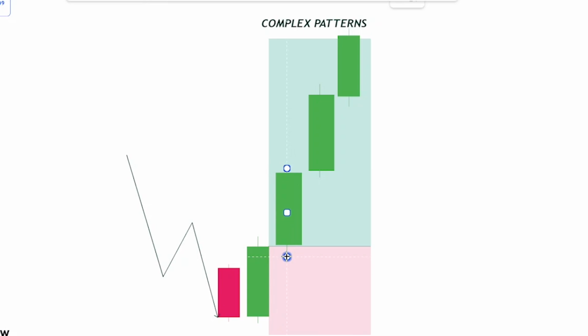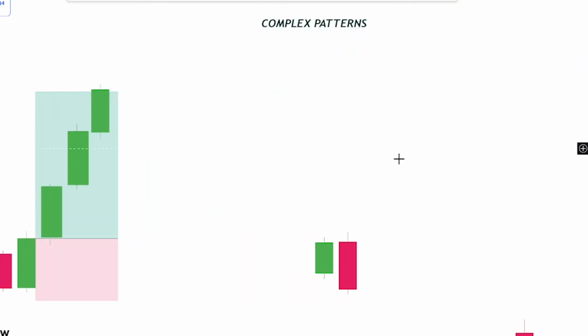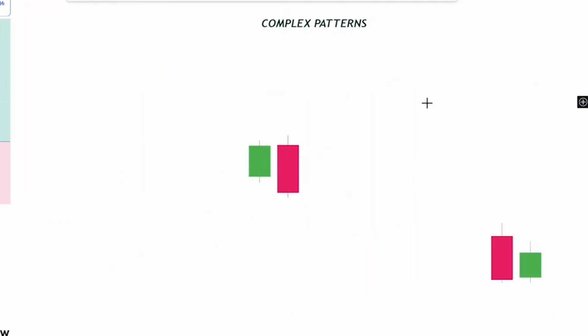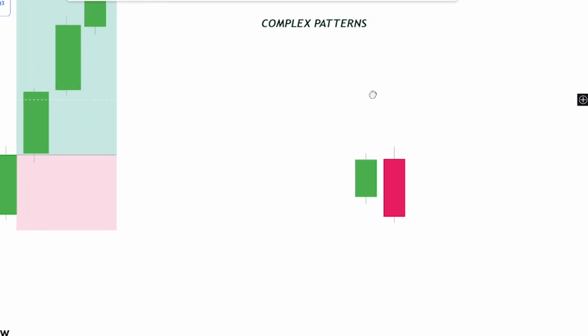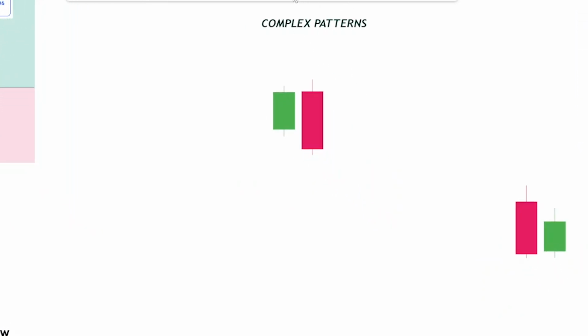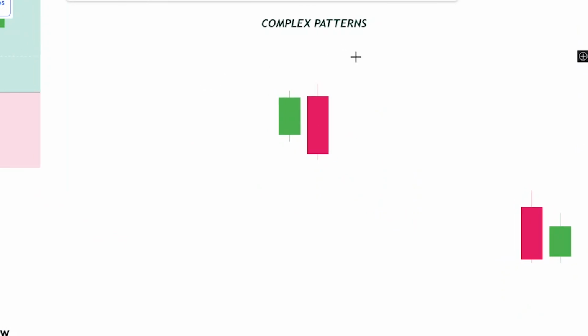Okay, that is a signal from a bullish engulfing. From the bullish engulfing, we also have a bearish engulfing. A bearish engulfing will appear when the market is moving up. We are making higher highs and higher lows.